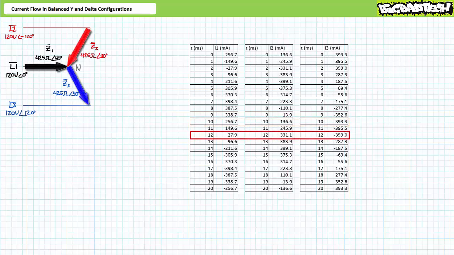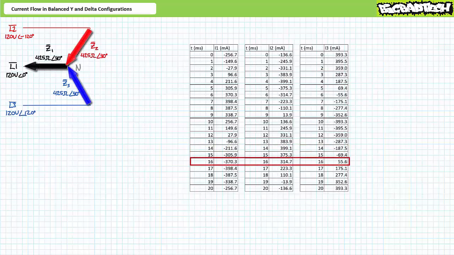Time t equals 12 milliseconds, 27.9 milliamperes is entering the Y via impedance element Z1. An additional 331.1 milliamperes is entering the Y via impedance element Z2, and 359 milliamperes is leaving the Y via impedance element Z3. 27.9 plus 331.1 does indeed equal 359 milliamperes. At time t equals 14 milliseconds, 211.6 milliamperes is leaving the Y via impedance element Z1. 399.1 milliamperes is entering the Y via impedance element Z2, and an additional 187.5 milliamperes is leaving the Y via impedance element Z3. 211.6 plus 187.5 does indeed equal 399.1 milliamperes.